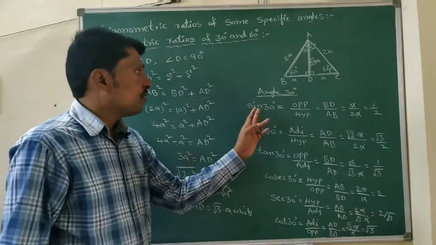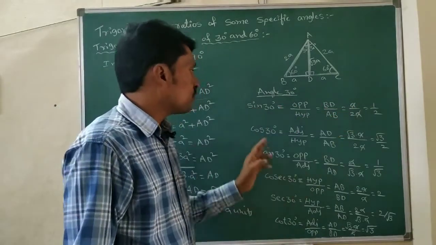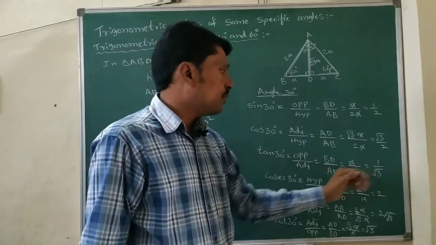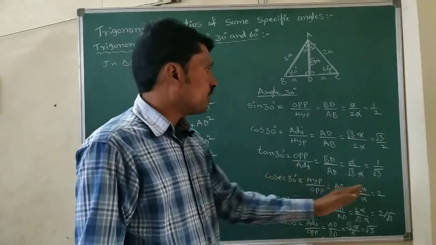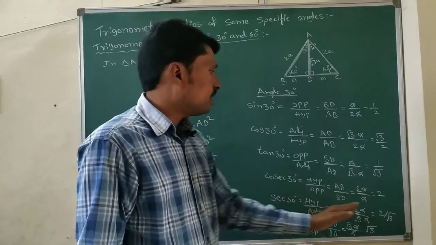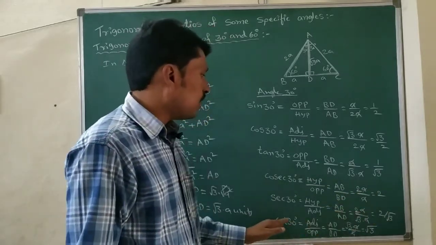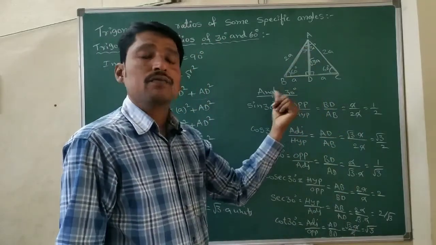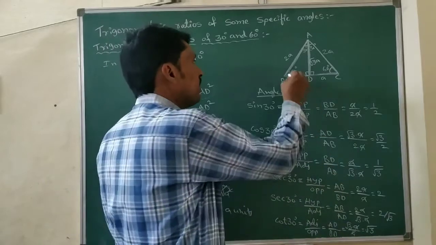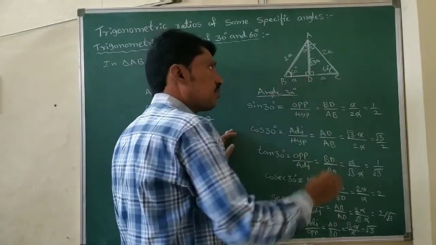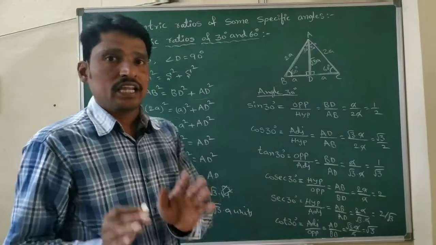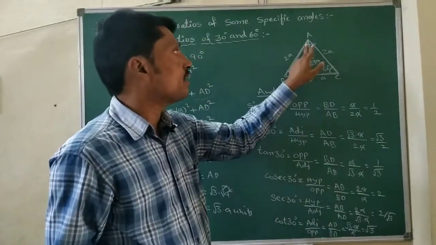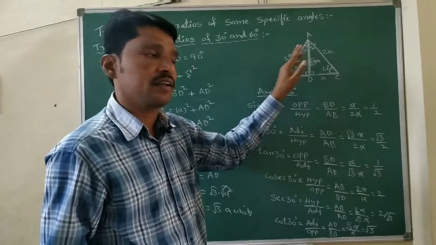So once you have to see here, sin 30 equals 1 by 2, cos 30 equals root 3 by 2, tan 30 equals 1 by root 3, cosec 30 equals 2, sec 30 equals 2 by root 3, cot 30 equals root 3. This is for the angle of 30 degrees only. Next, in this triangle we have 60 degrees also. In the equilateral triangle, each angle is 60 degrees. Here this is the bisector angle, that's why we got 30 degrees here.